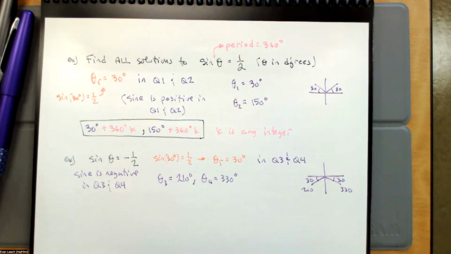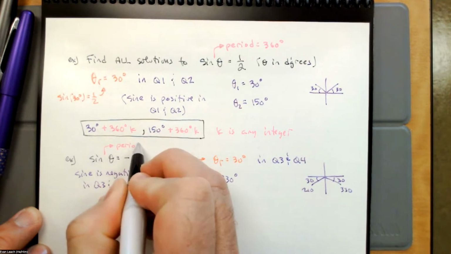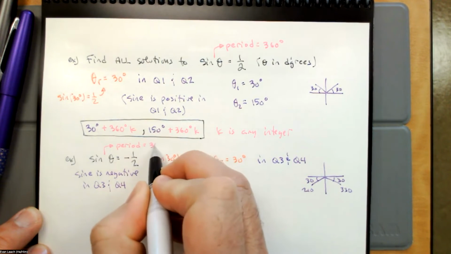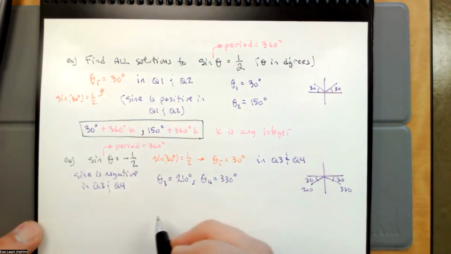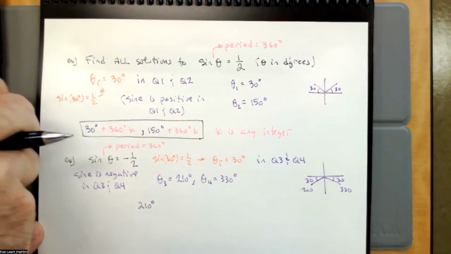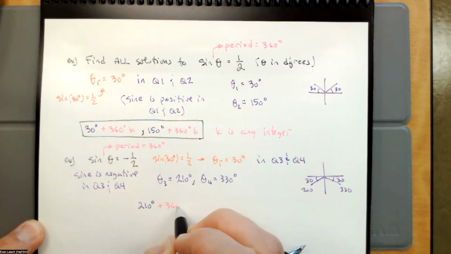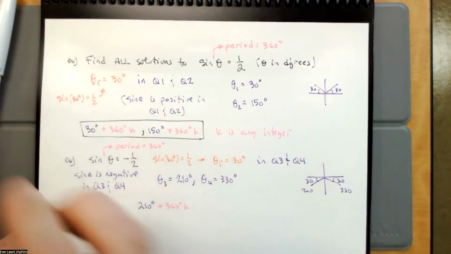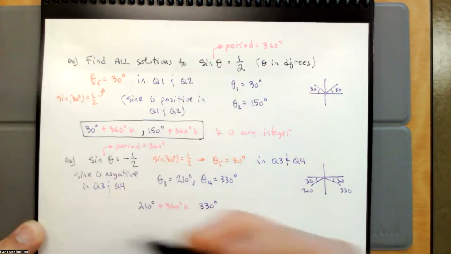The period in this case is still 360. So to write down all the solutions, I just say 210 plus 360 times k. And 330 plus 360k.